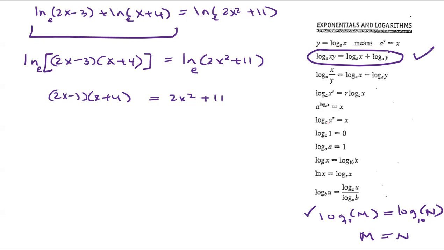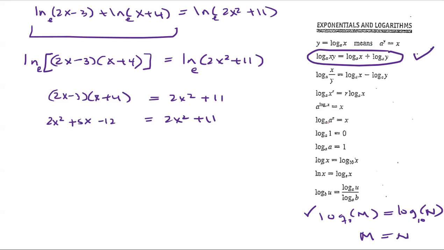So I multiply this out on the left side. Actually, I'm going to pause and want you guys to work this out. This is a good practice problem. Okay, good. So when we multiply this out, we just use the FOIL method. We should get 2x squared plus 5x minus 12, and that's equal to 2x squared plus 11. And then now we just solve.